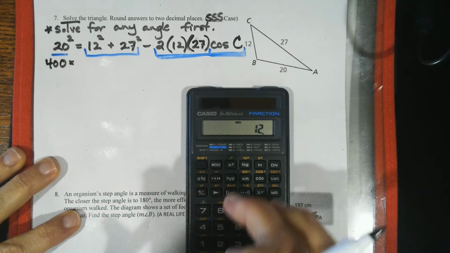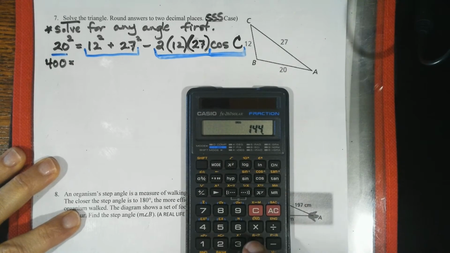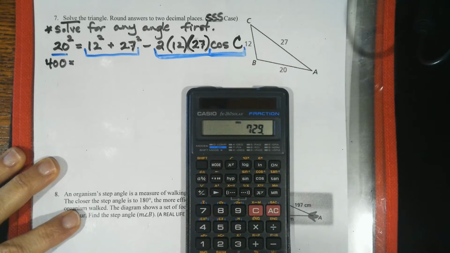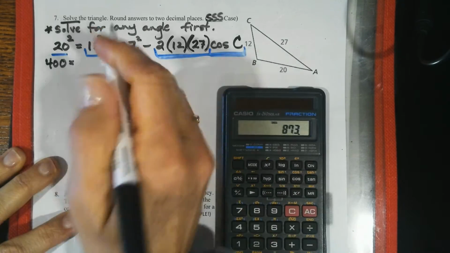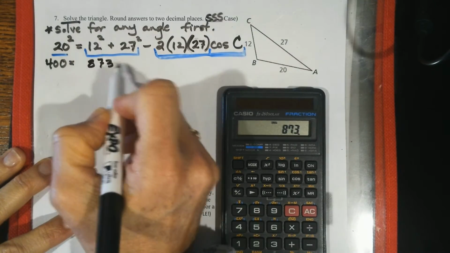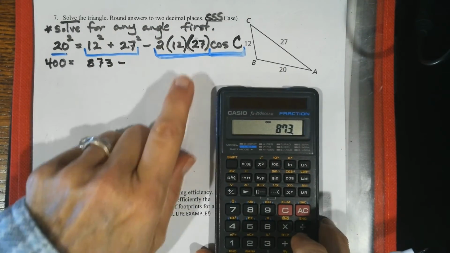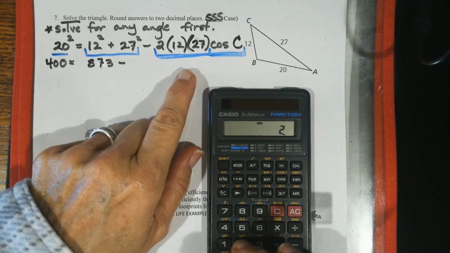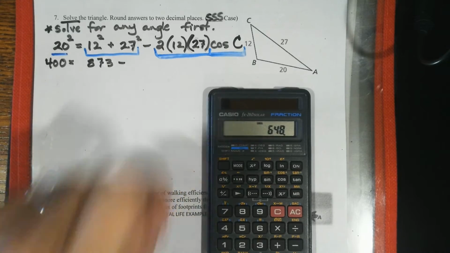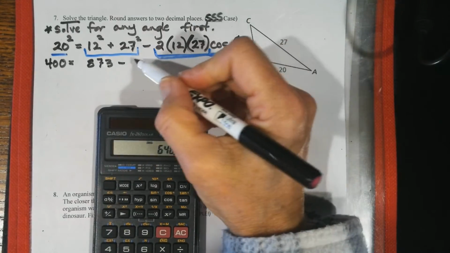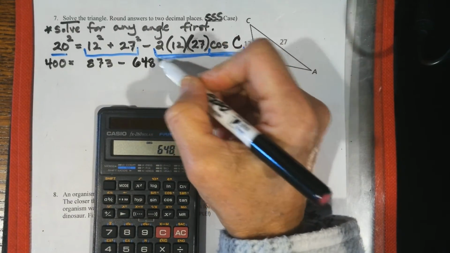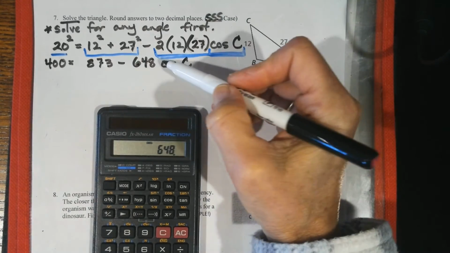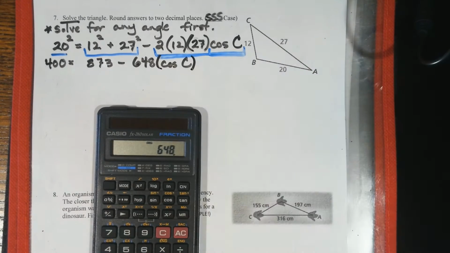I'm going to do 12 squared, and then I can do plus 27 squared, but I have to press equals. Okay, so that gives me 873 for these. And then I'm going to multiply 2 times 12 times 27 to give me that, which is in front of, still multiplied times the cosine of C. This is its own separate deal.